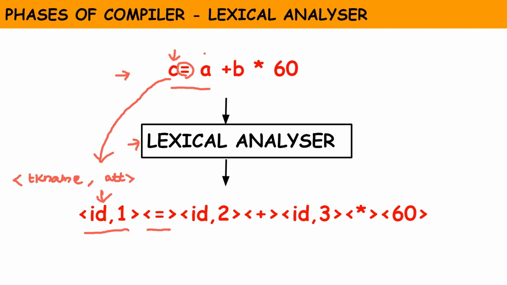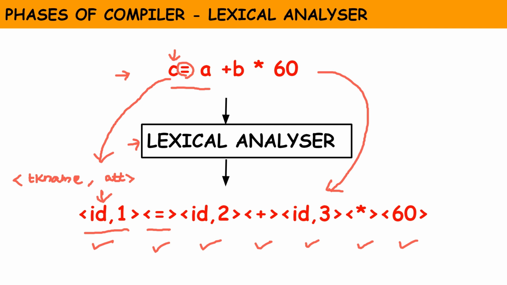After lexical analysis, the statement C = A + B * 60 gets converted into a token stream as follows. ID, 1, so this is a token. Next, equal to, this is another token. ID, 2. Plus is the next token. ID, 3. Multiplication is the next token. 60 is the next token. So this is the token stream for the given source program C = A + B * 60. This token stream will be given as the input to the next phase of the compiler, which is the syntax analyzer.